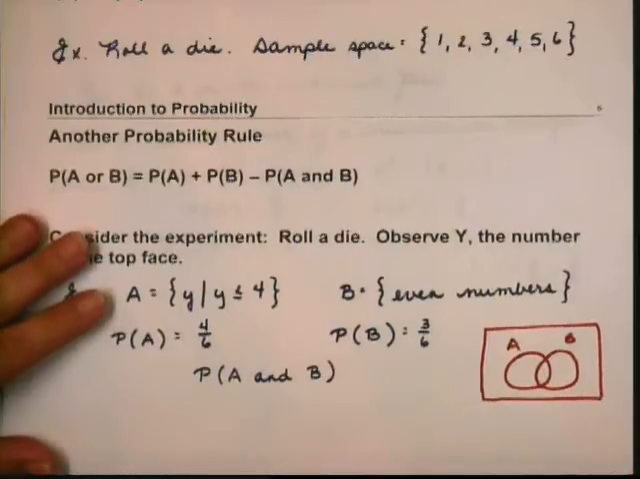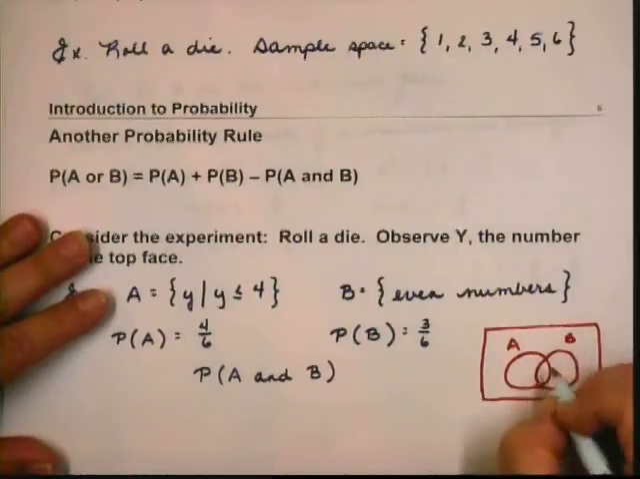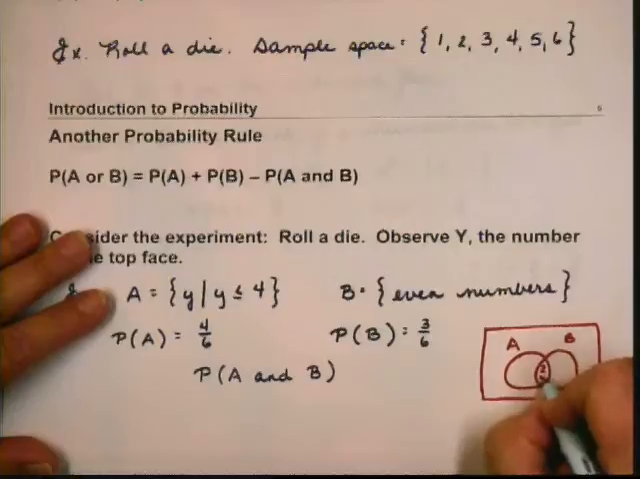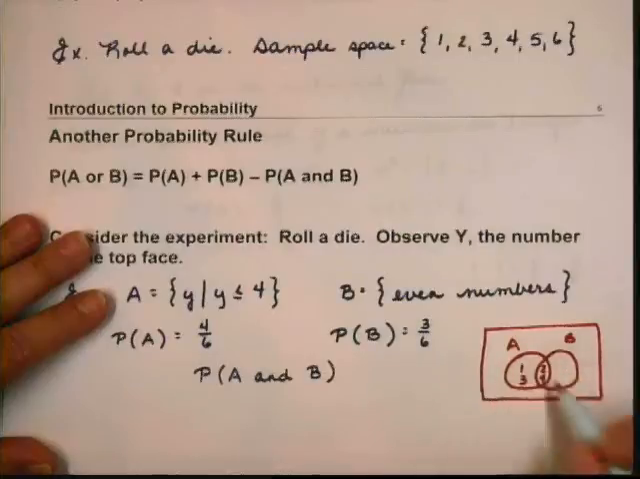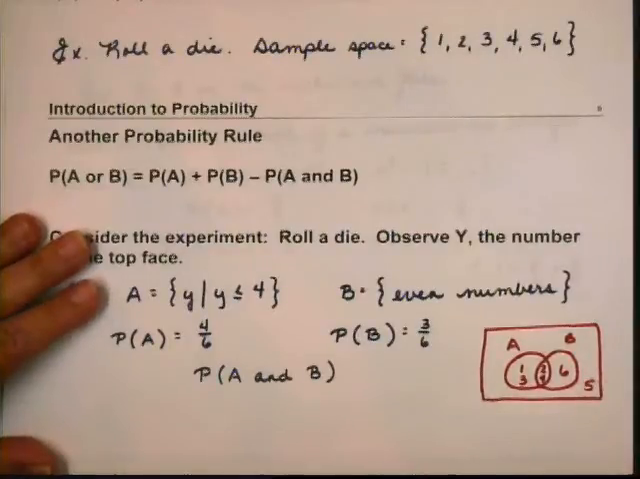I didn't leave enough space here. 2 and 4 are in both, right? 1, 2, 3, 4 are in A. 2, 4, 6 are in B. And where's 5? It's out in the sample space. It's not in either one of the events, right?